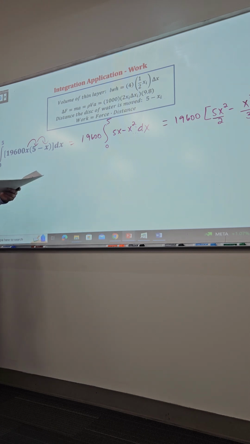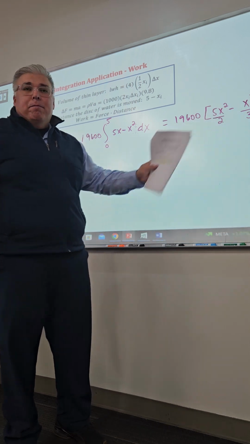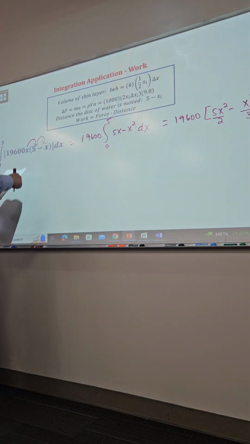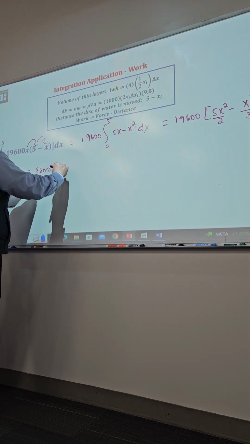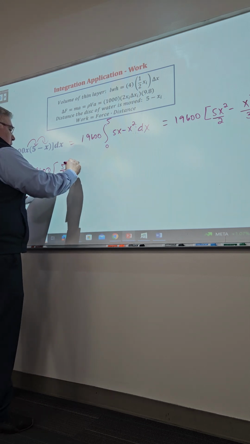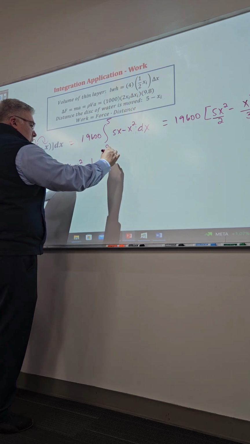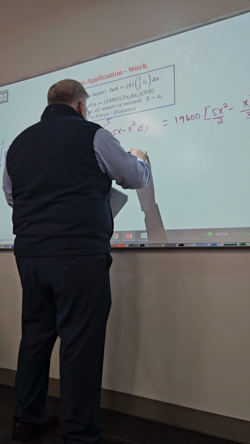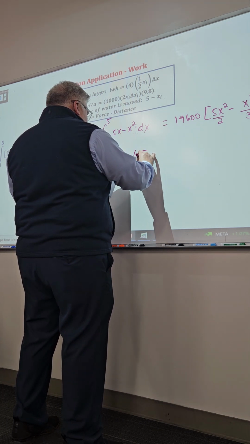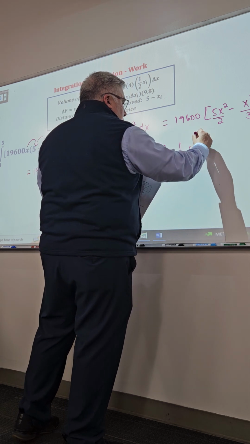Okay. Now I don't like to write it like this, so really I'm gonna write it as 5 halves x squared minus 1/3 x cubed, okay? It makes more sense. And I'm gonna plug in the numbers as I rewrite it, the 5 and the 0. So it's gonna be 19,600 times the bracket: 5 halves of 5 squared minus 1/3 of 5 cubed, all in parentheses, minus what we get when we plug in the 0. Of course, we don't really have to because we know this whole thing goes to 0. So 5 halves 0 squared minus 1/3 0 cubed.